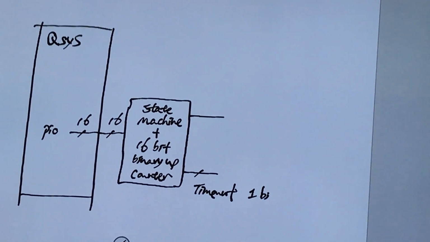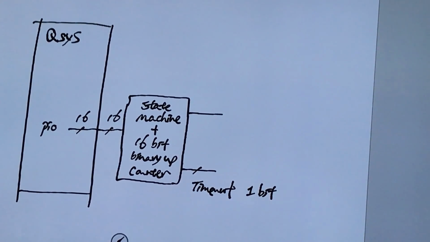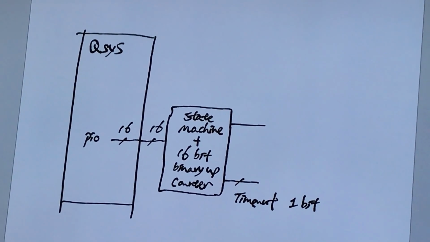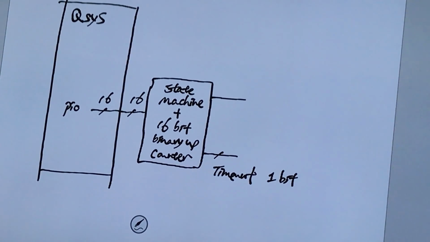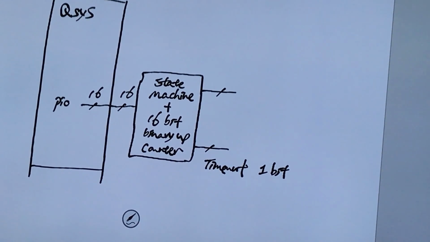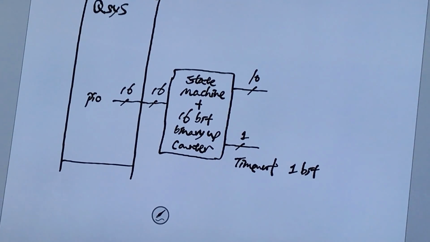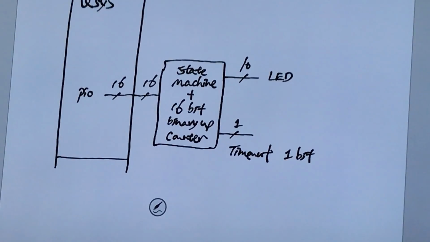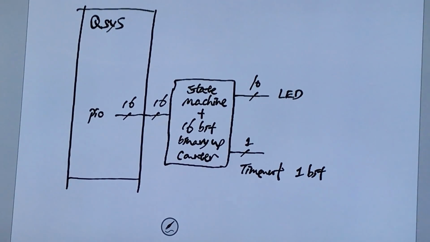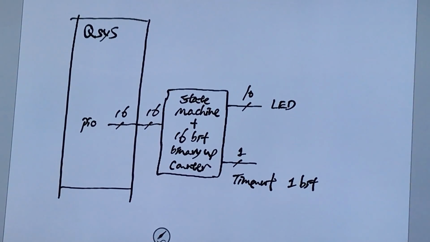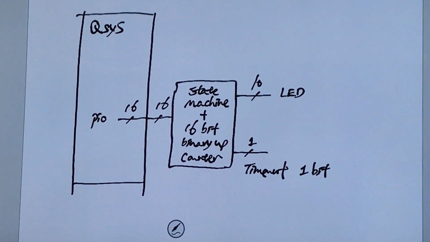One bit. This timeout signal is if you want to do some debugging at the end, you can put it on a pin and you can debug. But you don't need to bring it to any pin. This one is 10 LED. Okay. 10 LED. Let me go do that circuit.